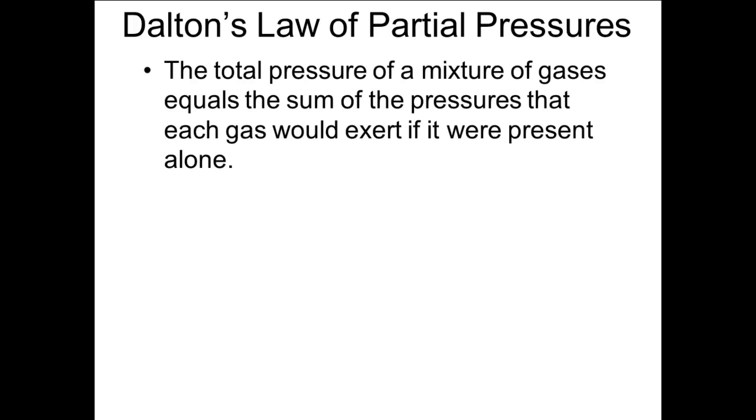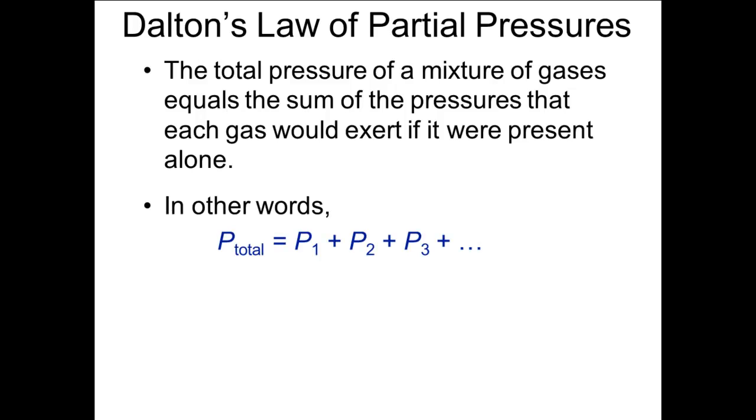Dalton's law of partial pressures states the total pressure of a mixture of gases equals the sum of the pressures that each gas would exert if it were present alone. In other words, P total equals partial pressure of gas 1 plus partial pressure of gas 2 plus partial pressure of gas 3, and so on for however many gases are present.